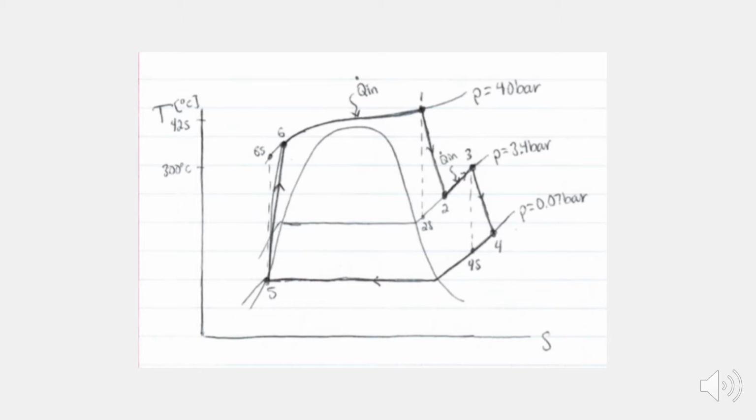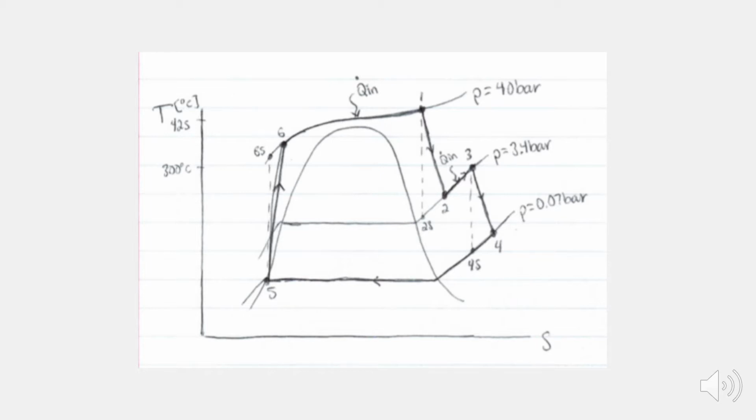Starting from state 1, the fluid has a superheated pressure and temperature. Then it goes through the first turbine, dropping in temperature and pressure to state 2. It reaches the reheat, which occurs at 3.4 bar and increases the temperature. Then the working fluid is sent through the second turbine at state 3. There it drops an additional amount in temperature and pressure to state 4.